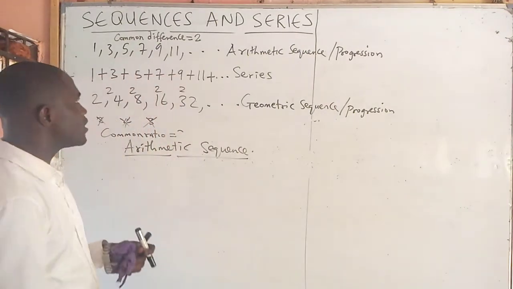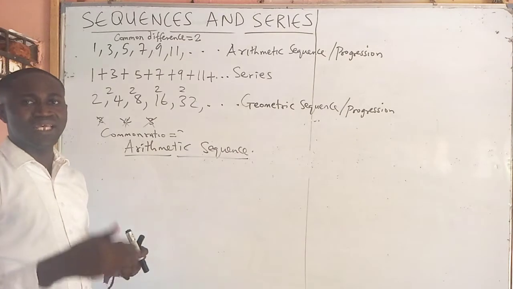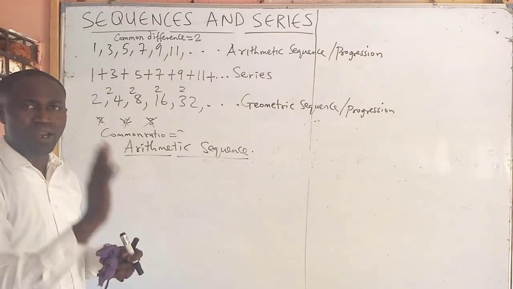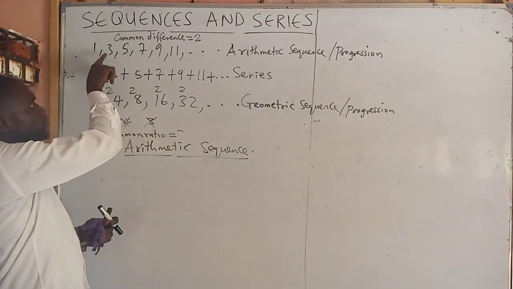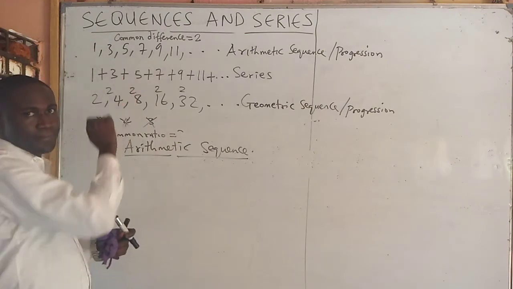This is why we say arithmetic sequence or progression is a way of generating a sequence by adding a constant number called common difference to the preceding term to get the next term.